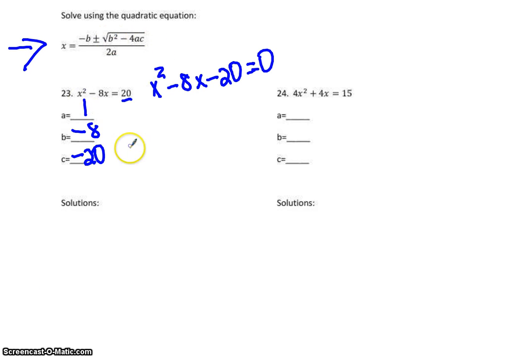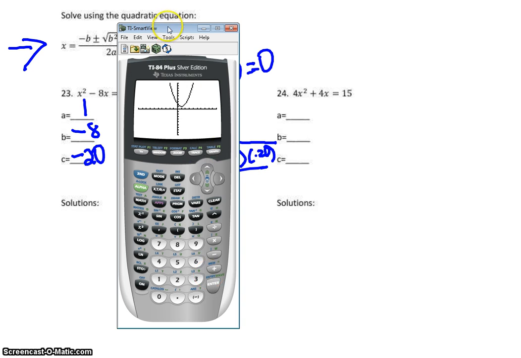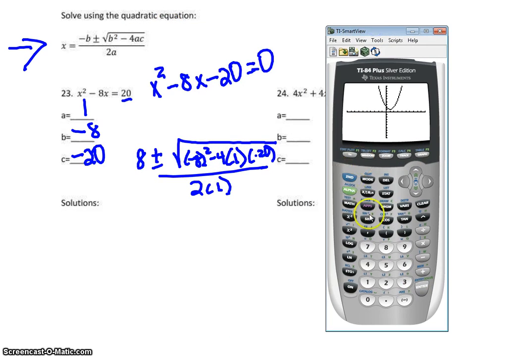So you're going to have negative b. Since that was a negative 8, it's going to be positive 8 plus or minus the square root of b squared, so negative 8 squared minus 4 times a, which is 1, times c, which is negative 20. And it's all over 2 times a, which is 1. Remember, you're going to take your calculator and do just what's under the square root first.